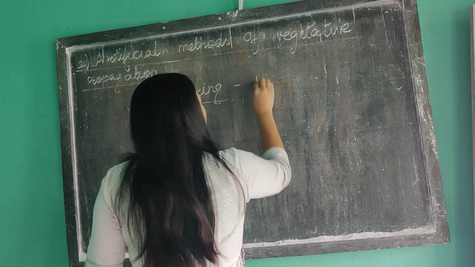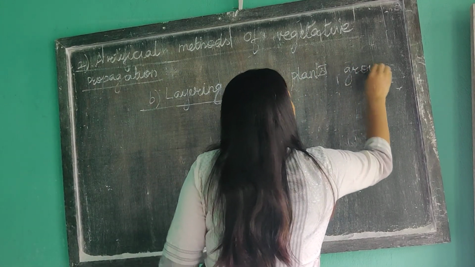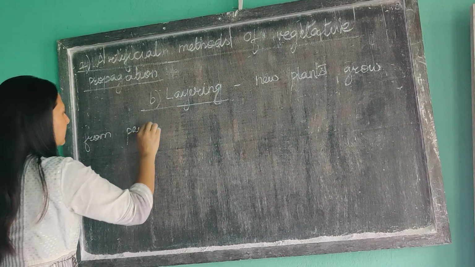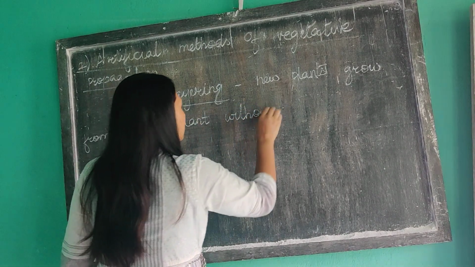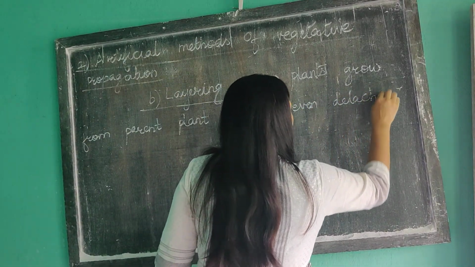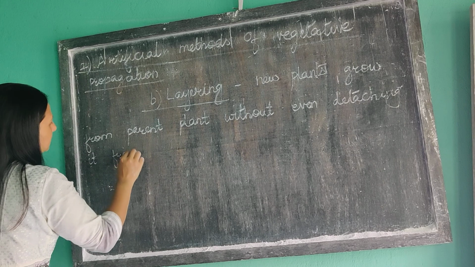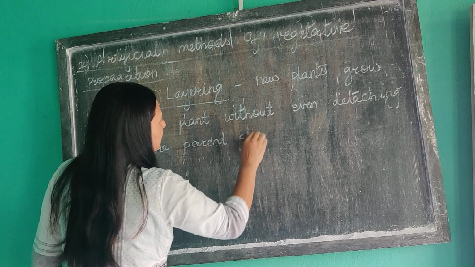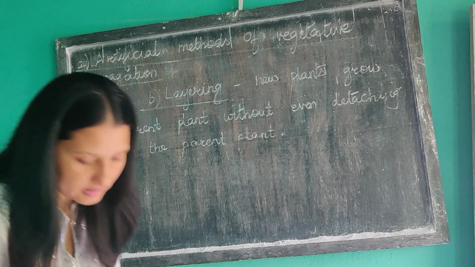So here new plants grow from the parent plant without even detaching it from the parent plant. Parent plant बाट नकाटिकिन detach नगरिकिन जब नयाँ plants जन्मिन्छ, that method is known as layering.